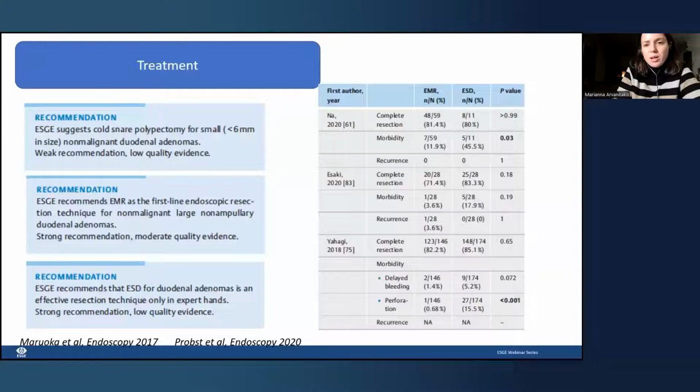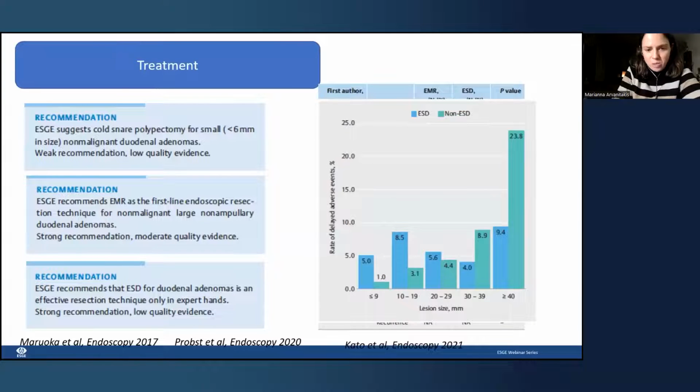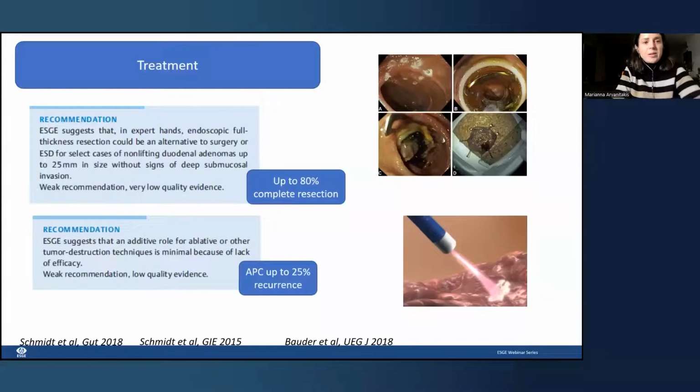As we saw, we still have quite a lot of morbidity related to this technique, but probably in expert hands, better complete resection rates and less recurrence in the long term. And Helmut also referred to the study from the expert Japanese centers where for larger lesions, ESD seemed to have fewer adverse events than EMR. But of course, this does not reflect Western experience.